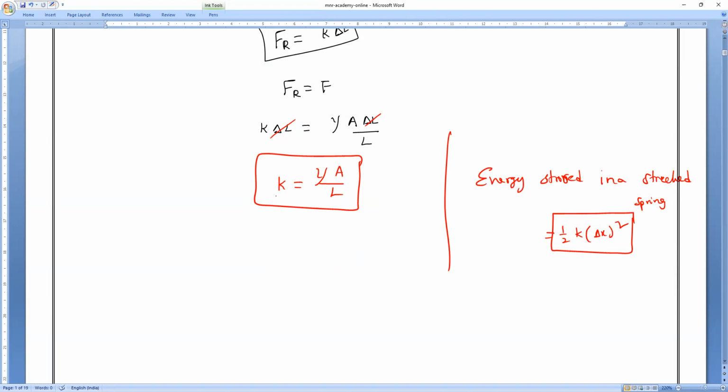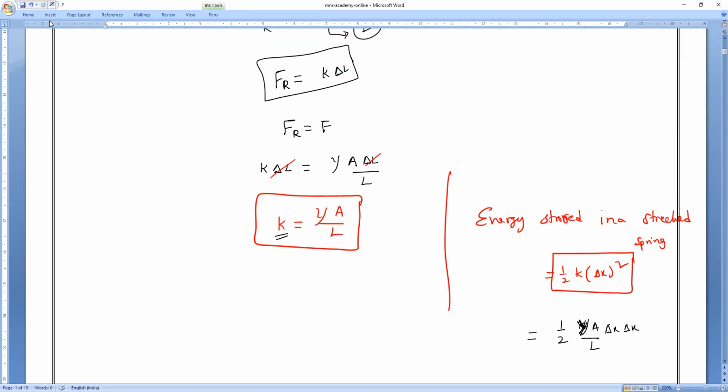So now, just now we got it, K is equal to, what is K equal to, everybody? Young's modulus into A divided by L. So if I substitute that, what is it, everybody? Half into the K value, which is Young's modulus into A divided by L. We can take this as delta X. I will write it as delta X square. Can I write it as delta X into delta X? Any problem?